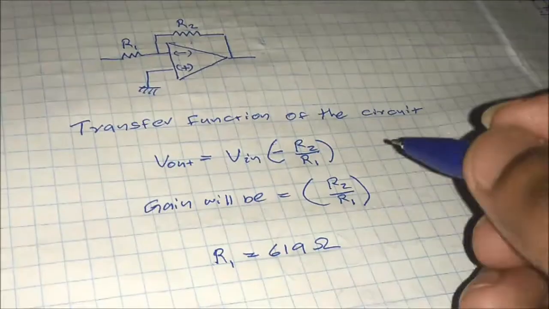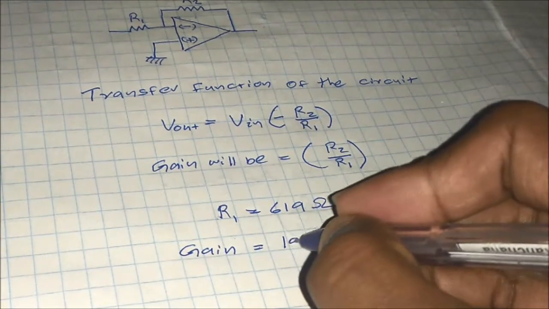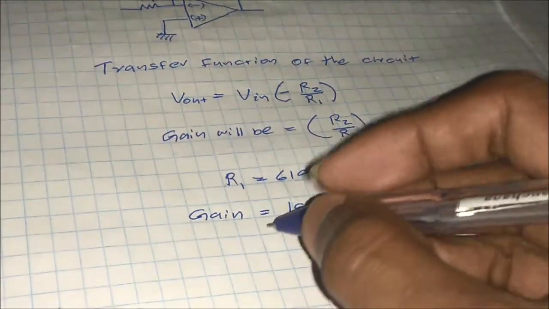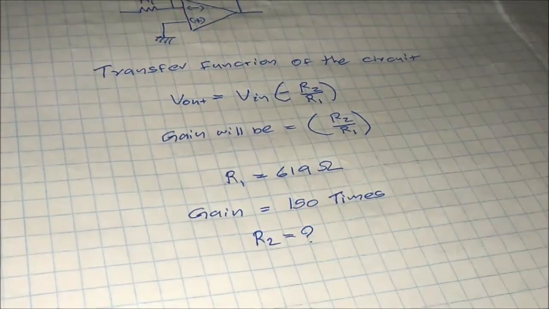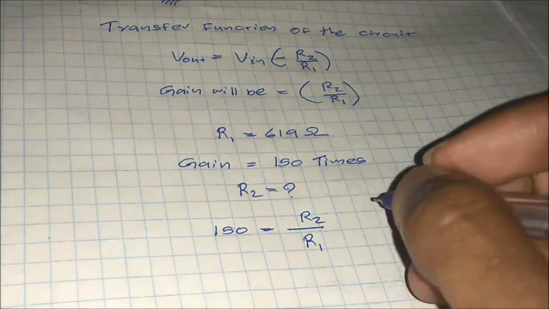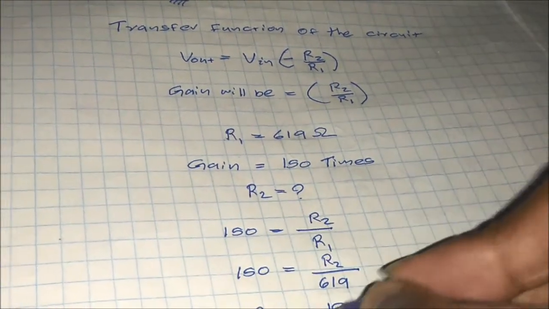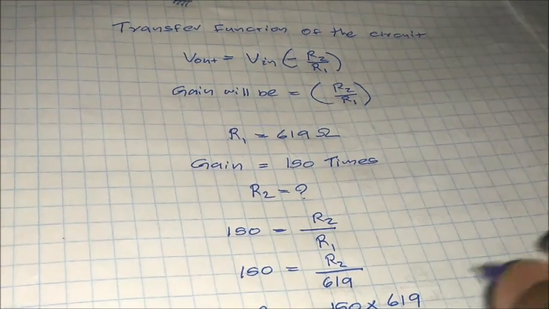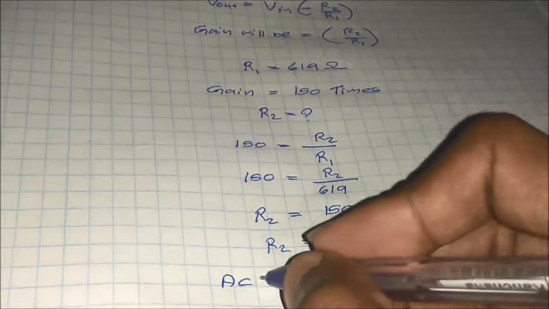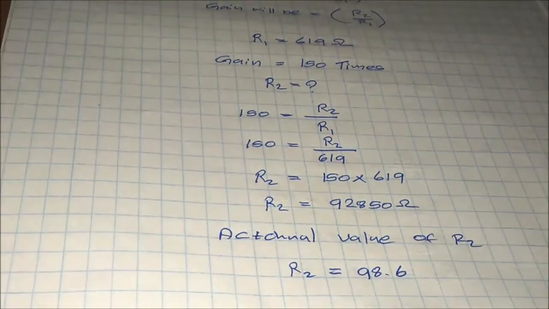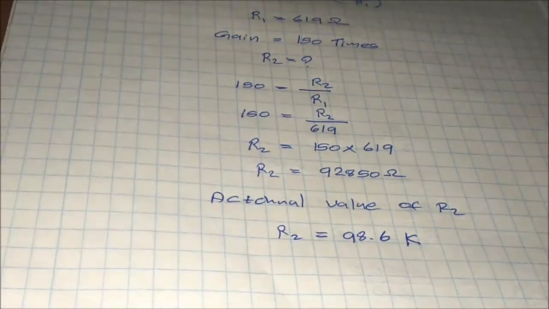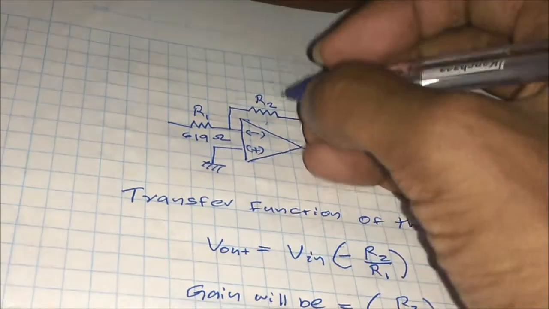So then I want the gain to be set to 150 times. So R2 we can calculate like this. So R2 will be 92.8 kilo ohms. But in my collection I have 98.6 kilo ohms. Then the actual gain will be 159.2 times. Still this is an incomplete circuit.